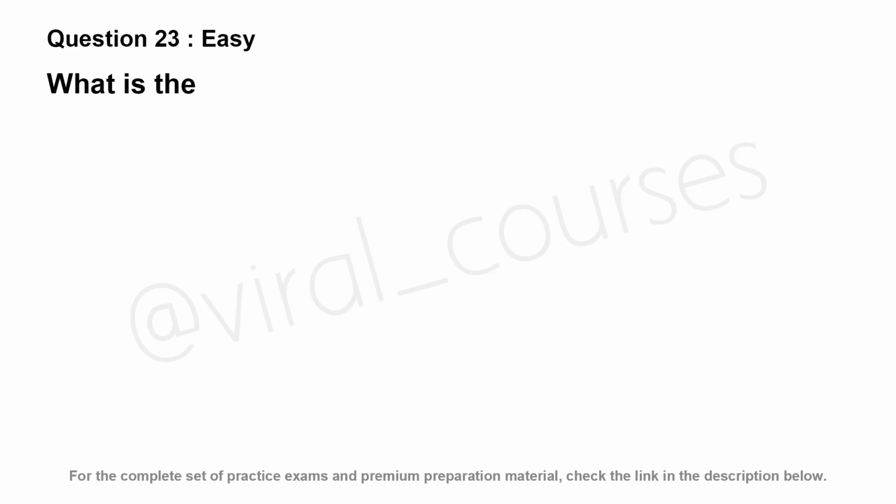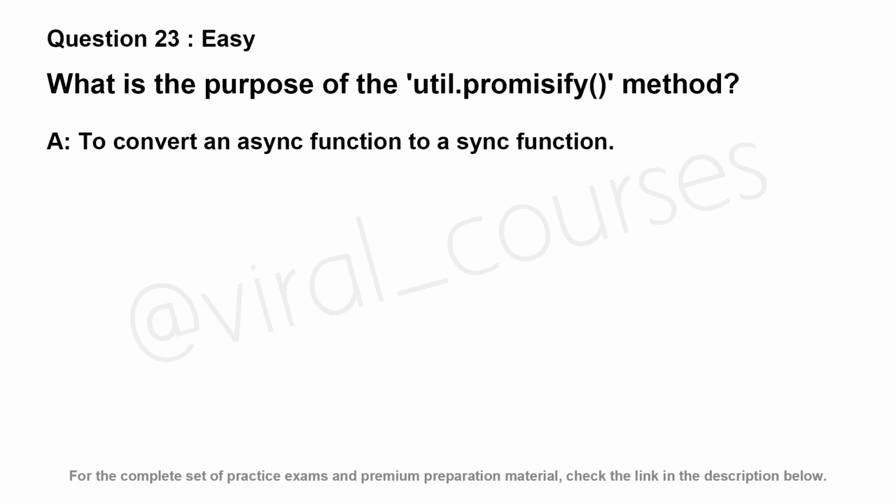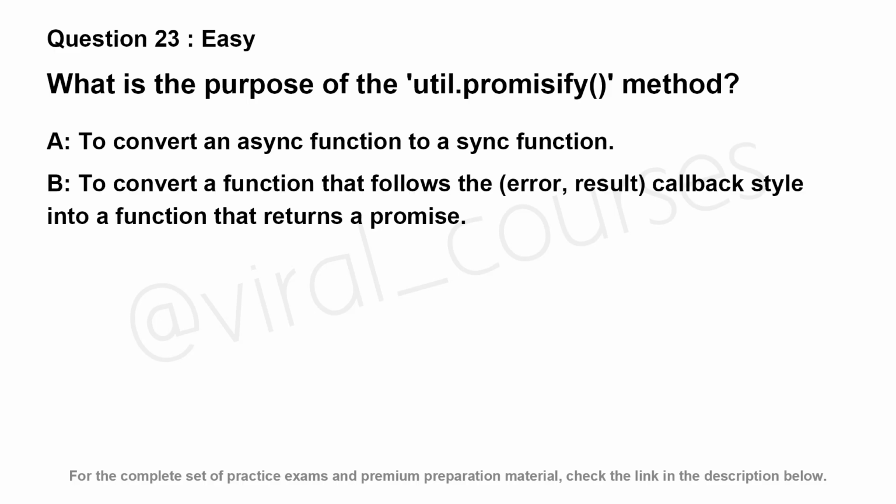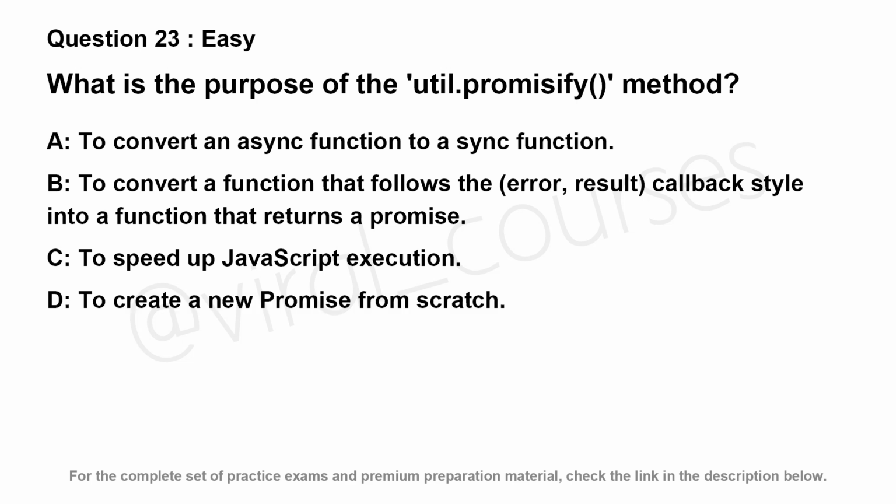What is the purpose of the util.promisify method? Option A. To convert an async function to a sync function. Option B. To convert a function that follows the error-first callback style into a function that returns a promise. Option C. To speed up JavaScript execution. Option D. To create a new promise from scratch.